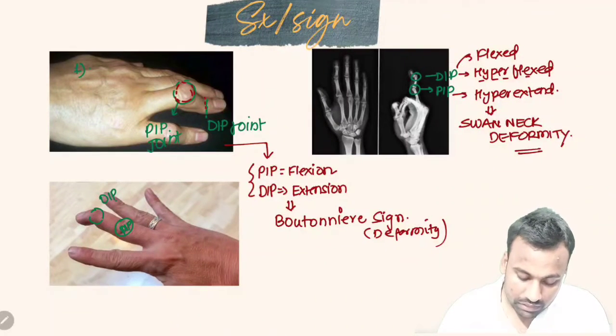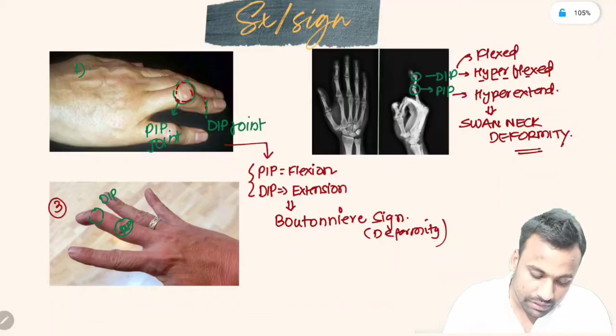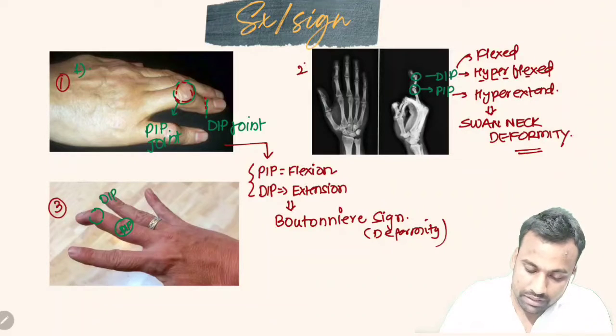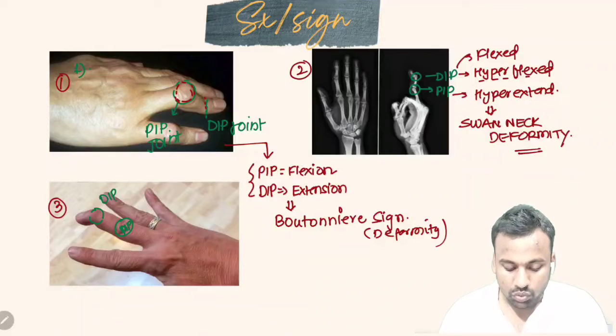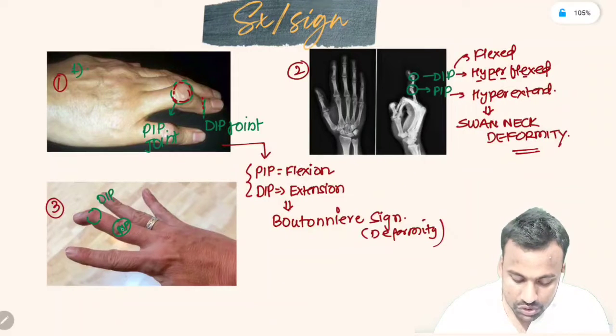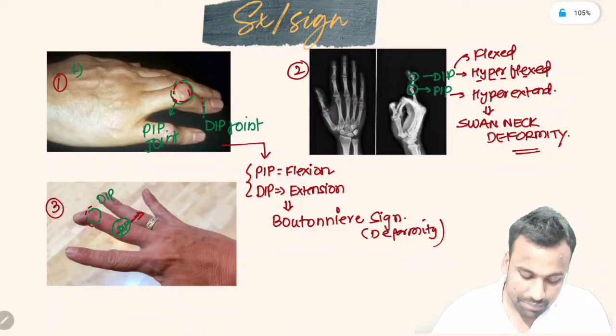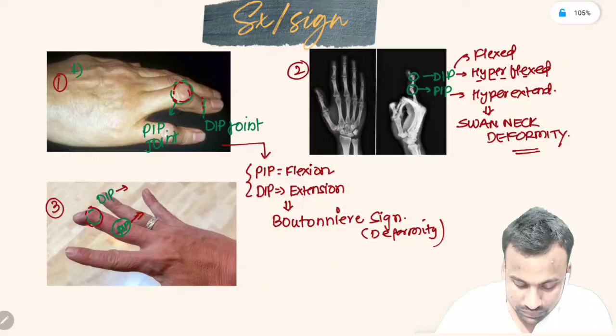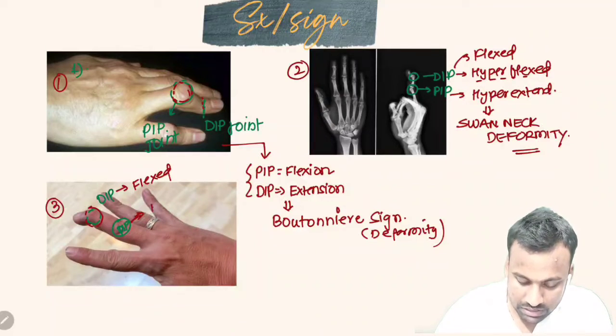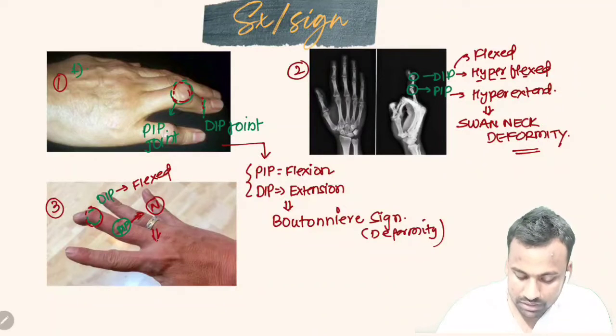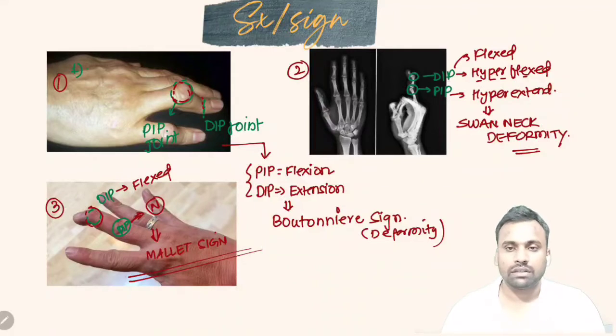In the third image, you can see there is no change in the PIP joint, but the problem is in the DIP joint. The DIP joint gets more flexed, but the PIP is normal, and this sign is known as mallet sign. These signs are mainly seen in the disease known as rheumatoid arthritis.